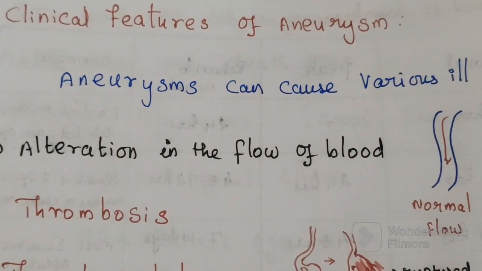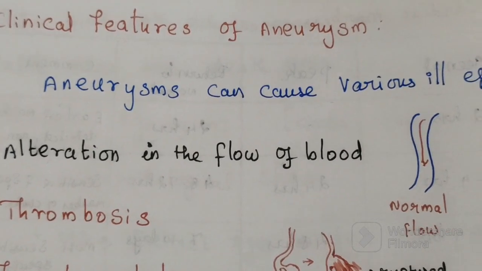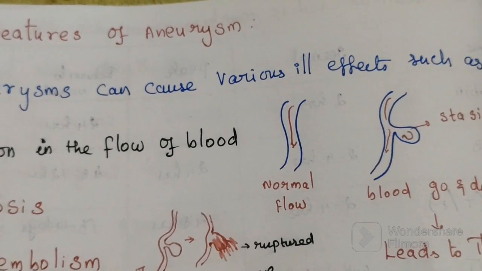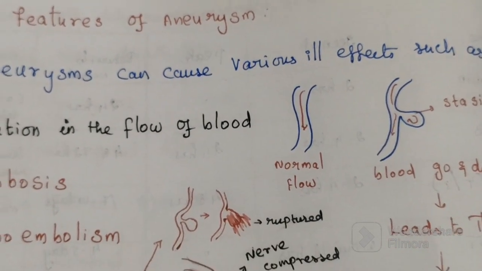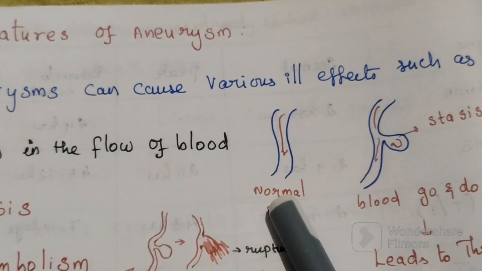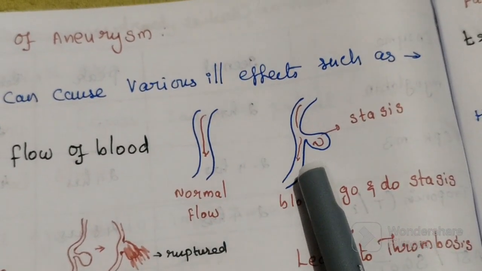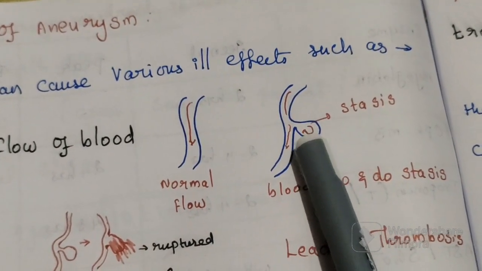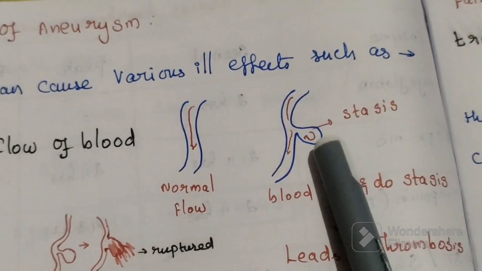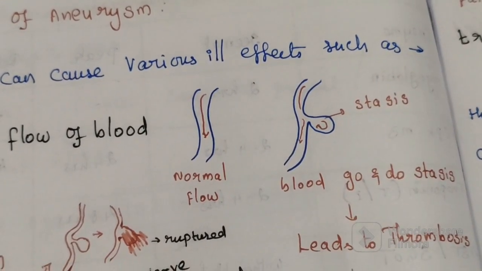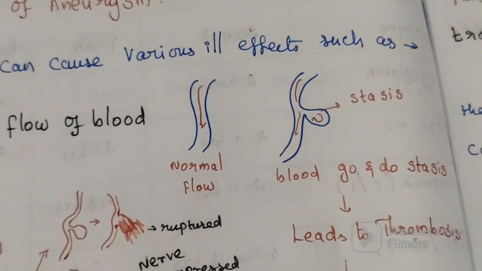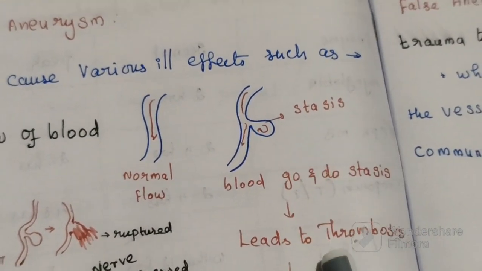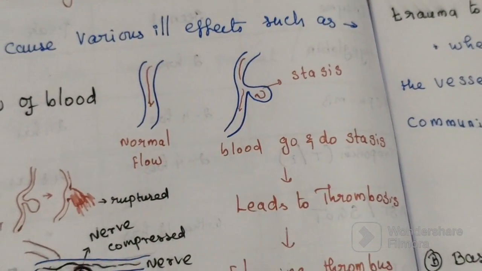What are the clinical features of aneurysm? It is found inside blood vessels. Does it cause any problem? This one is the normal blood flow. Because of the aneurysm, blood will go here, and blood will go and do stasis. Stasis here. Stasis of blood will lead to the formation of thrombosis, thrombus formation.